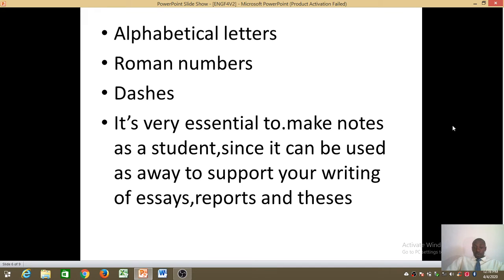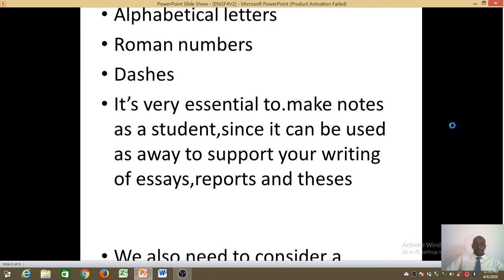Now, it's very essential to make notes as a student, since it can be used as a way to support your writing of essays and reports, and when you move to higher levels of learning, we will come across projects and theses. So when you have this skill of note making, you are able to write those. And again, we are also preparing for exams. Some of you go to the library, you read the books, and then you make some small notes. You are making those notes so that they help you when it comes to revision in your exams.